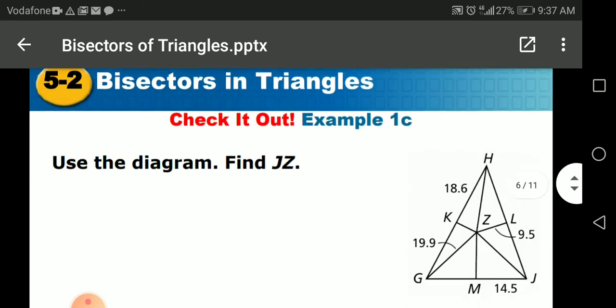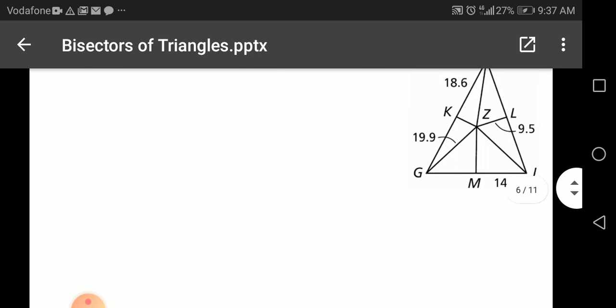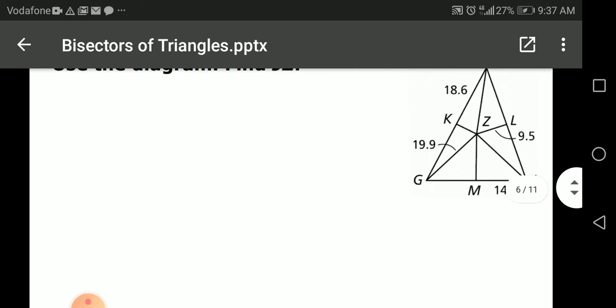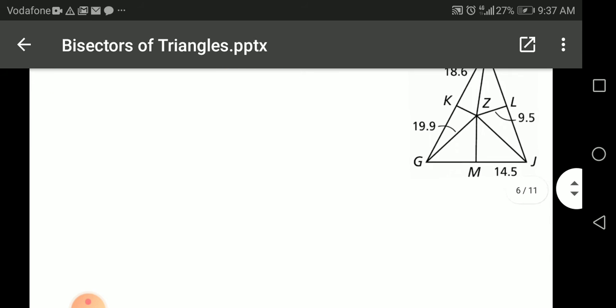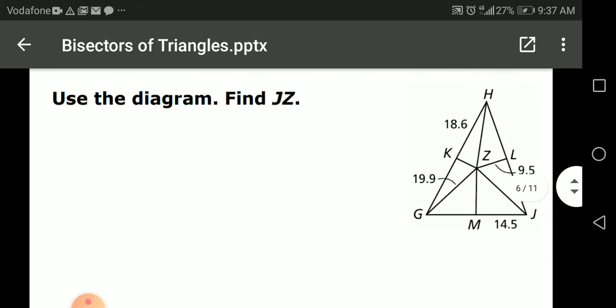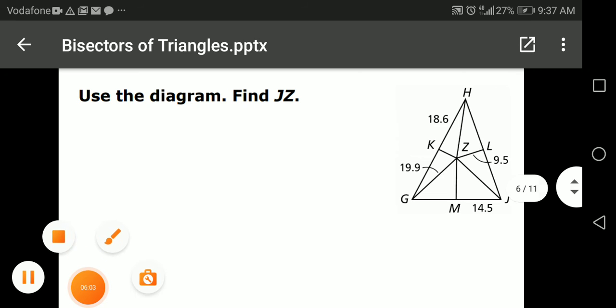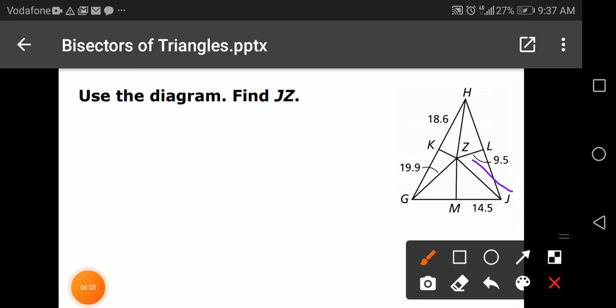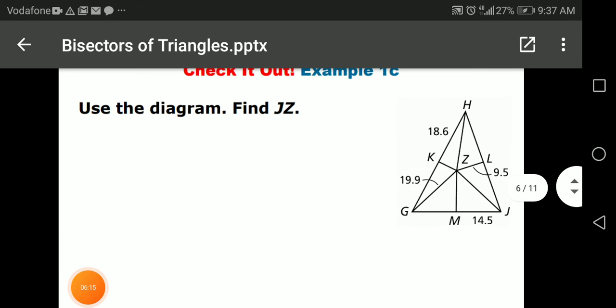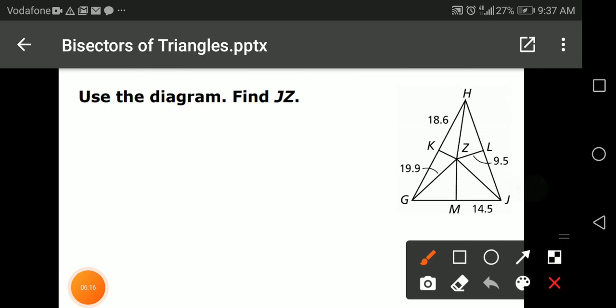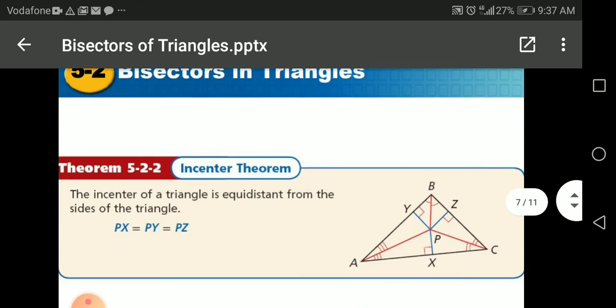Okay, let's find another question. Is it easy right now? I think so. JZ. Let's see, where is JZ? Where is Z? Okay, yes, this one. JZ, guys. JZ is equal to what? What do you think? It's 19.9, the same as this one. Okay.